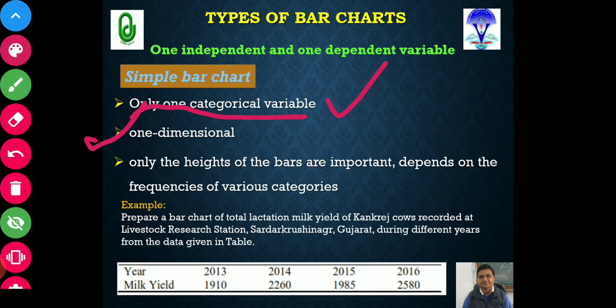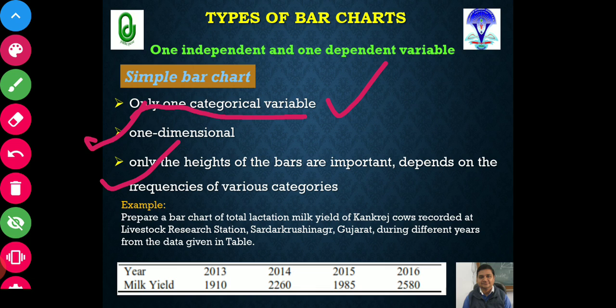Why a one-dimensional diagram? Because only the height of the bar is important. Why is the height of the bar important? I have already shown that the height of the bar represents the frequency of the different categories. So let's see an example of preparing a simple bar chart.